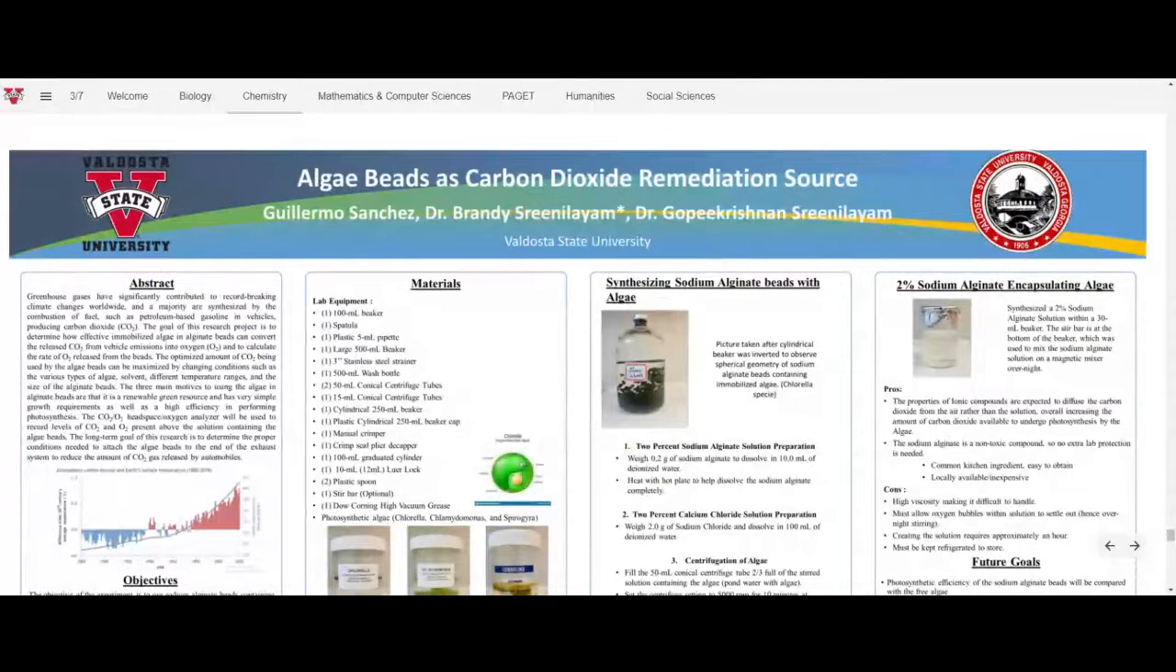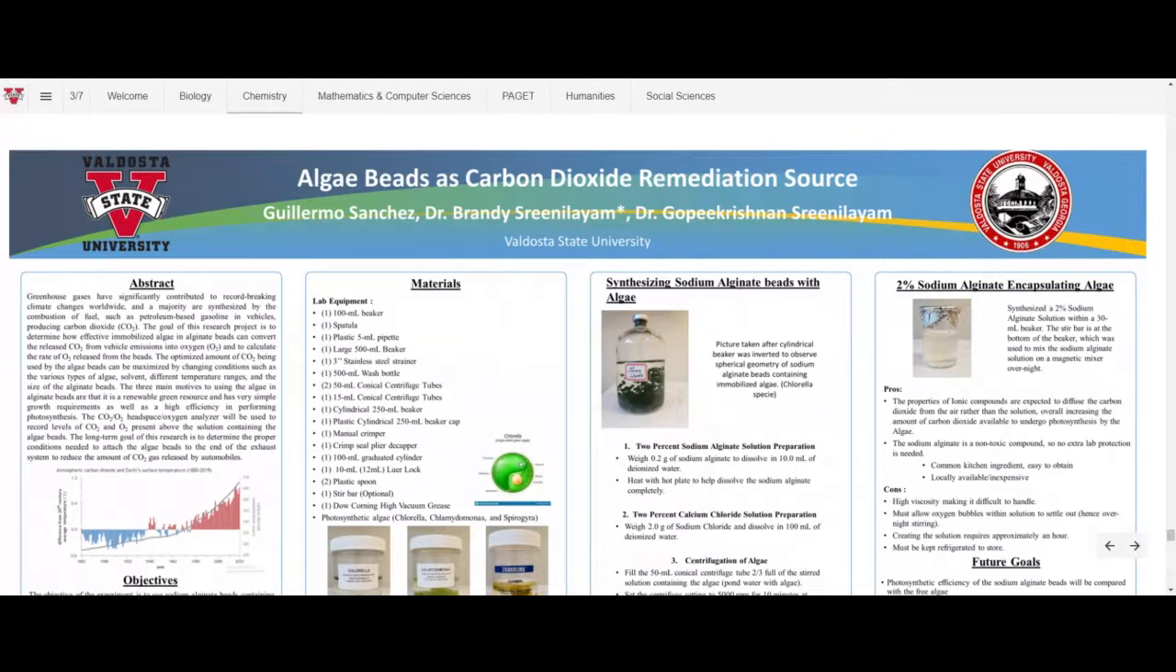Okay, so this experiment is pretty much to try to help the environment with the carbon dioxide, trying to lower the levels by using algae. This is algae that you can find in rivers and anywhere where there's a source of water. And this algae, we pretty much immobilize inside of sodium alginate beads.